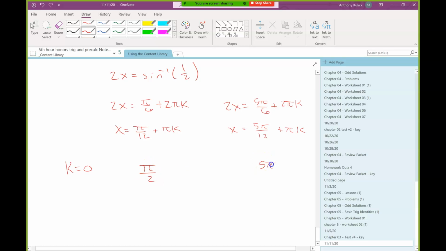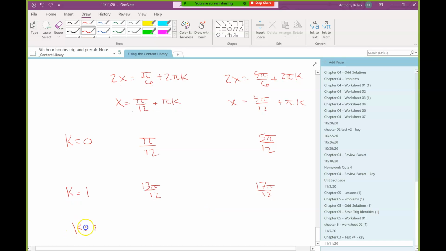So when k is 0, I get pi over 12 and 5 pi over 12. When k equals 1, I get pi over 12 plus pi. So that's 13 pi over 12. And that's still between 0 and 2 pi, right? So that one's good. If I do the same thing here, 5 pi over 12 plus pi, I get 17 pi over 12, which is still less than 2 pi, right?